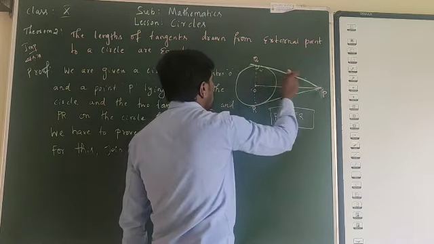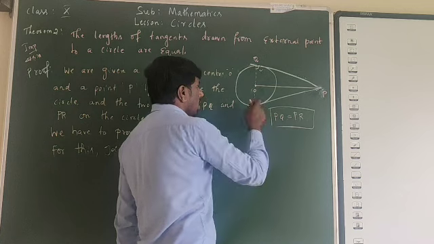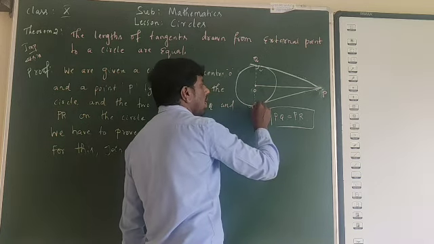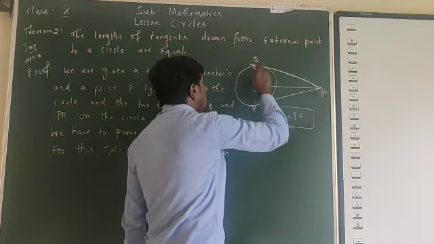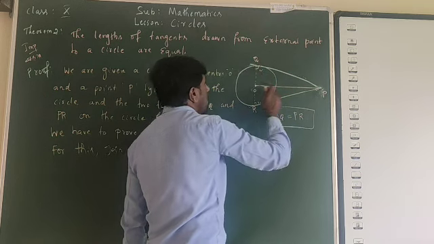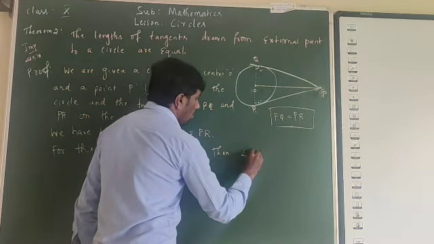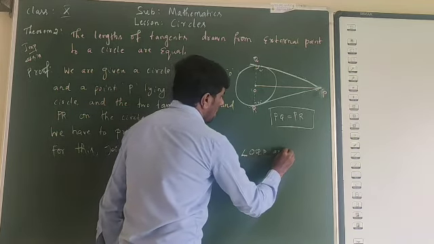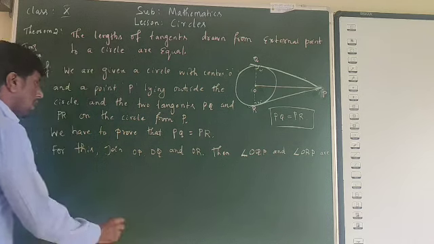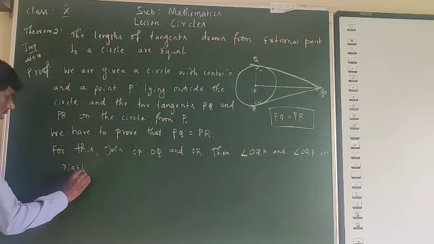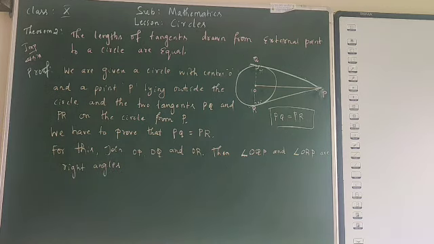So what is that angle? OQP. And PR is also one more tangent, OR is the radius. That means OR is perpendicular to PR. That means this angle is 90 degrees, right? This is angle OQP, and this is ORP. So angle OQP and angle ORP are right angles.